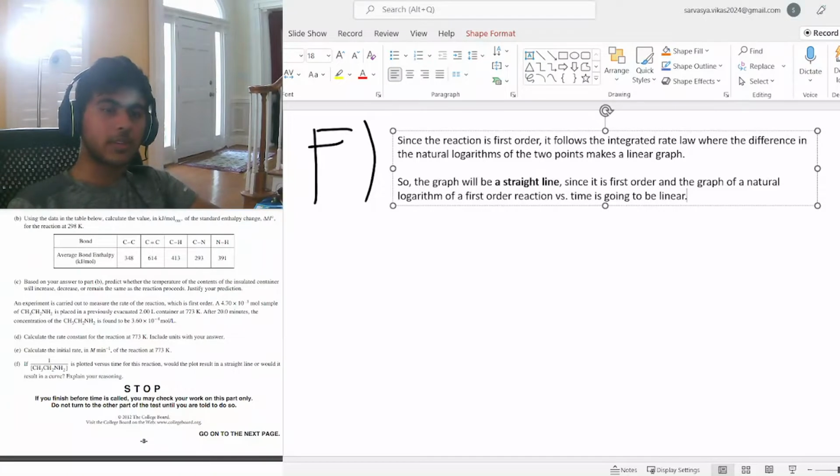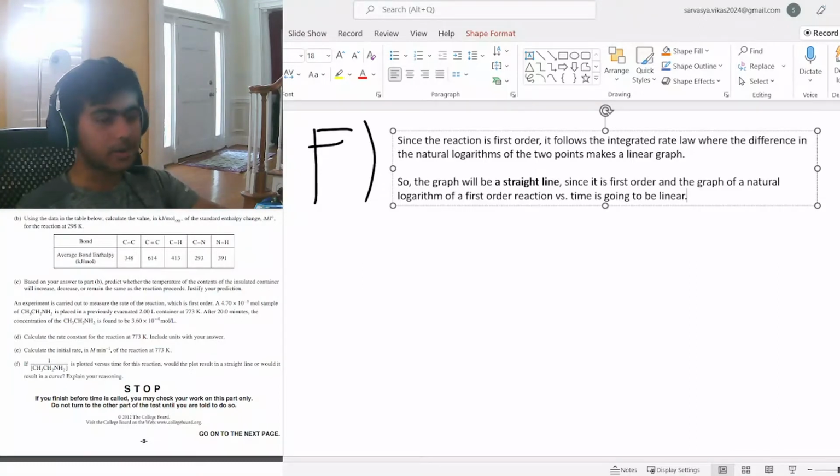Right, so for each of these orders, we have a separate graph that's linear. For zero order, it's just the graph of concentration versus time. For first order, it's natural logarithm versus time. For second order, it's the reciprocal over time, so 1 over the concentration versus time. So this is going to be a natural logarithm, it's going to be linear. Is that what it says? No, it's not. Think again.